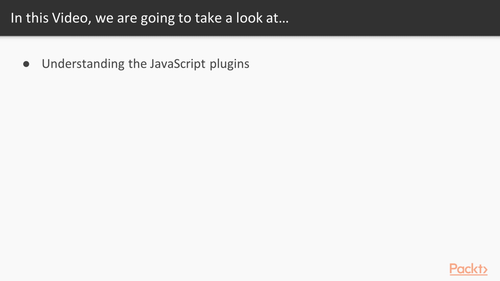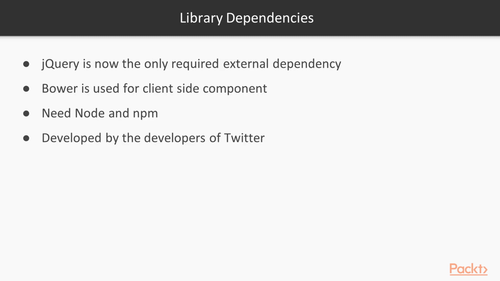In this video, we are going to understand the JavaScript plugins and what they are made of. While we were setting up our development environment, we spoke about the need to import the jQuery library. Actually, jQuery is now the only required external dependency for Bootstrap. Check out the bower.json file in the Bootstrap repository for further information about dependencies.